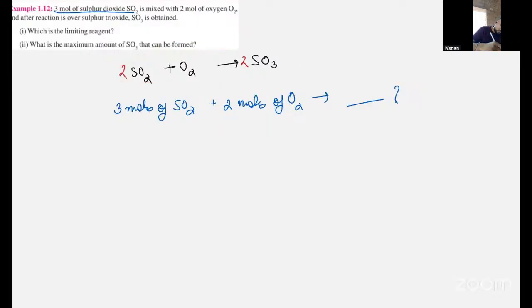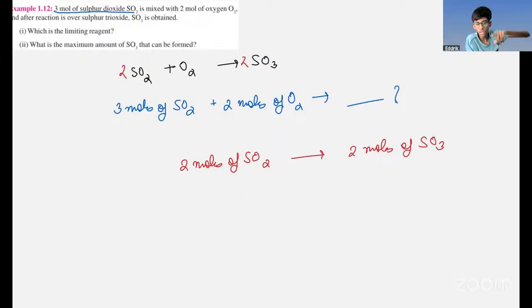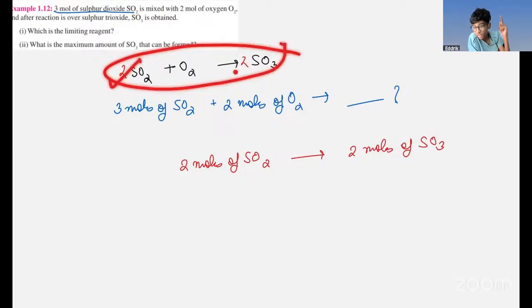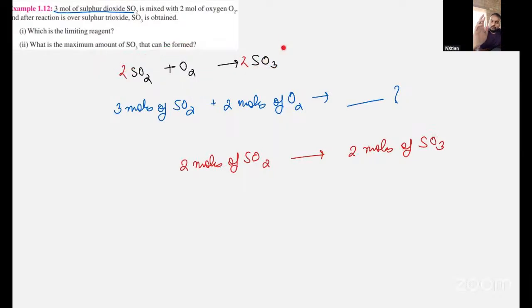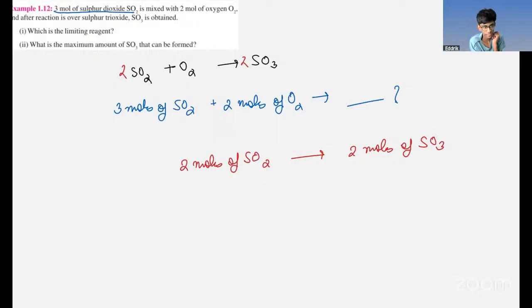The relation is 2 moles of SO2 makes 2 moles of SO3. 2 moles of SO2 reacting with 1 mole of O2 will give 2 moles. That means basically 2 moles of SO2 is giving 2 moles of SO3, and 1 mole of oxygen is giving 2 moles of SO3. Did you understand? Okay, try to find the limiting reagent. Yeah, we have to find the limiting reagent.